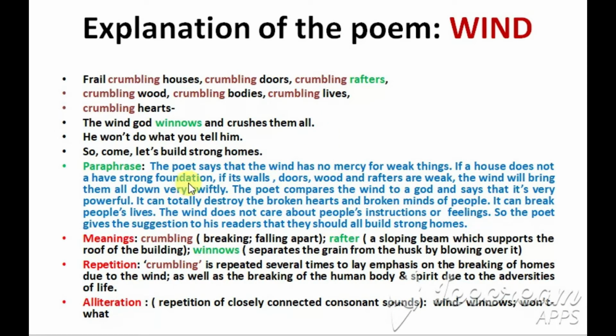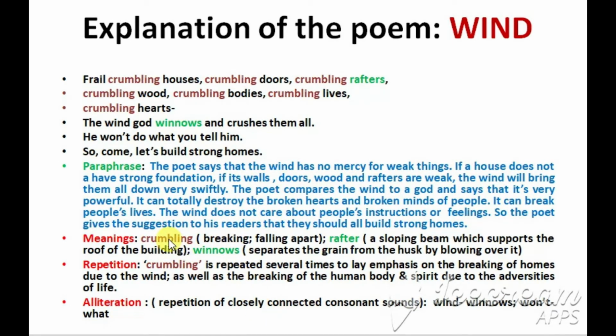Then we have alliteration. The wind god winnows. Wind and winnows. These are examples of alliteration. What is alliteration? Alliteration is the repetition of closely connected consonant sounds. So wind and winnows, this is an example of alliteration. And then won't and what. The beginning letters are all consonants. W, W. So this is again example of alliteration.